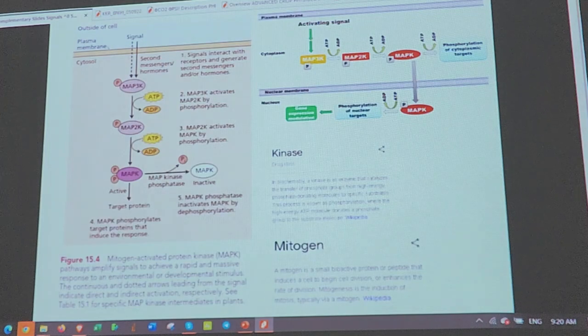So it's like a structure, like the Rubisco for the Calvin cycle. It's got the larger unit and smaller unit. They come together, they form a Rubisco. So it's like here.